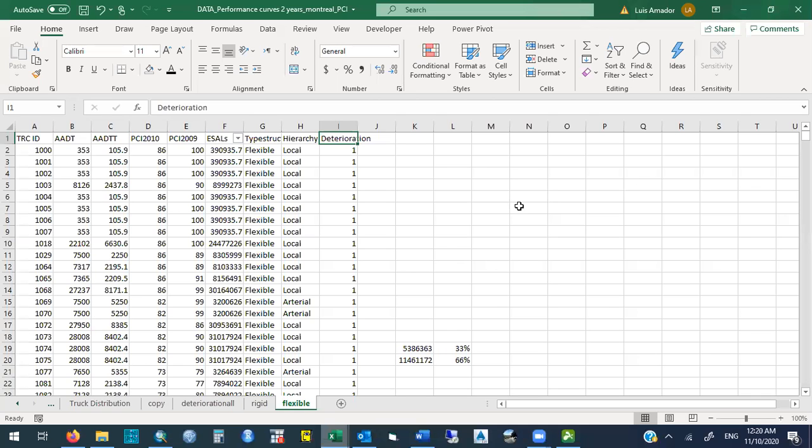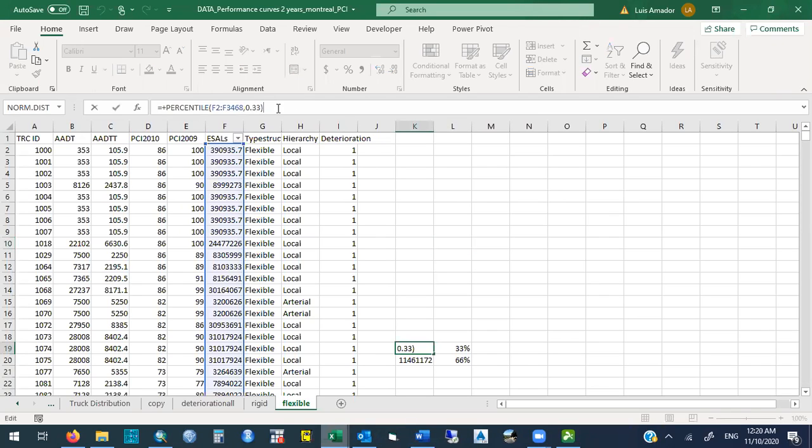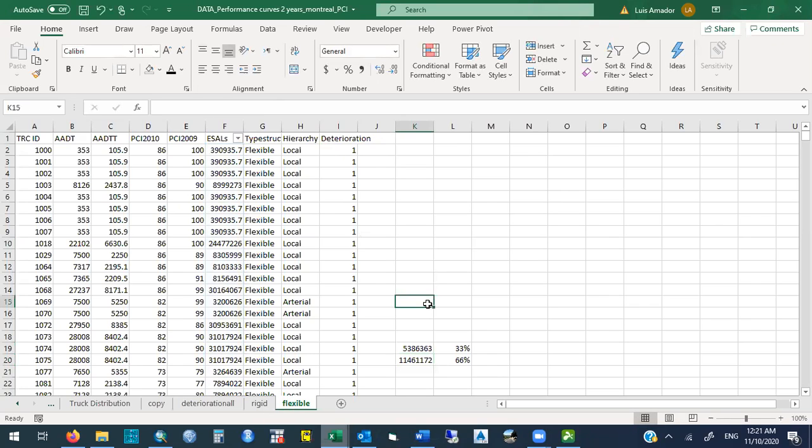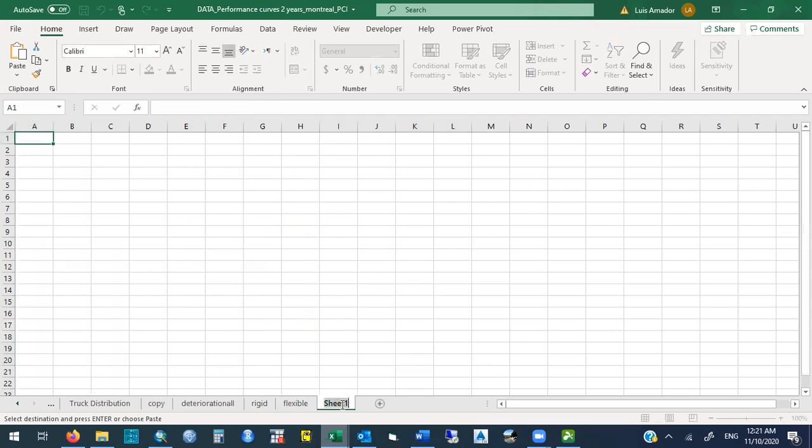I'm gonna pause. Okay, so all we have done at this point is just open a data set for PCI, and I'm recording now, that's why I'm repeating, and establish the percentiles: the 33% for ESALs and the 66% for ESALs, and separated the information into rigid and flexible pavements. This is for flexible pavements. So these two values, I'm gonna actually copy somewhere else. ESAL percentile. I'm just gonna put it here for now.